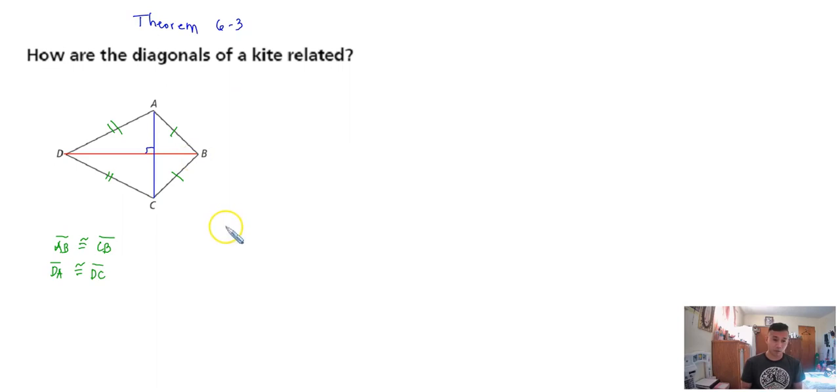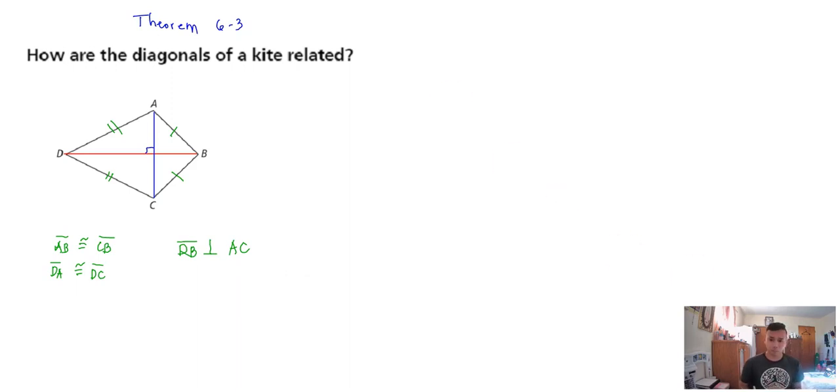We can now say that segment DB is perpendicular to segment AC. That is the main purpose of the kite. I'll repeat: a kite has two pairs of congruent adjacent sides, and of course the diagonals are perpendicular to each other. Those are the general characteristics of a kite, and we'll use them to solve problems involving kites.